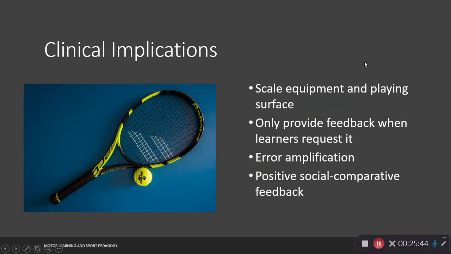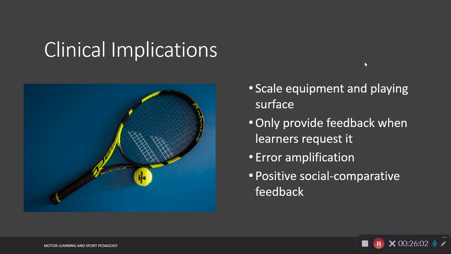So again, as I mentioned, scaling equipment. There's some other really interesting research on that. Niemann's 2019 examined using light blue hockey pucks. Those were originally designed for youth hockey players because it's easier for them to lift, because they're lighter. But it's actually, even in beginner adults, a better choice.